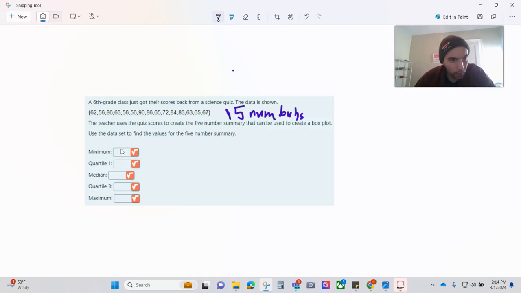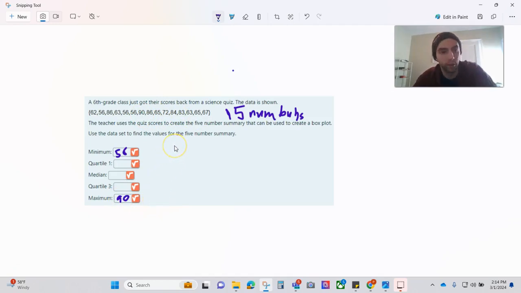All right, find the minimum. That one's simple. What's the lowest number? That's what minimum means. I think my smallest number is 56. Yep, 56. Now let's skip all the way down to maximum. Maximum is the biggest number. I think my maximum is 90.